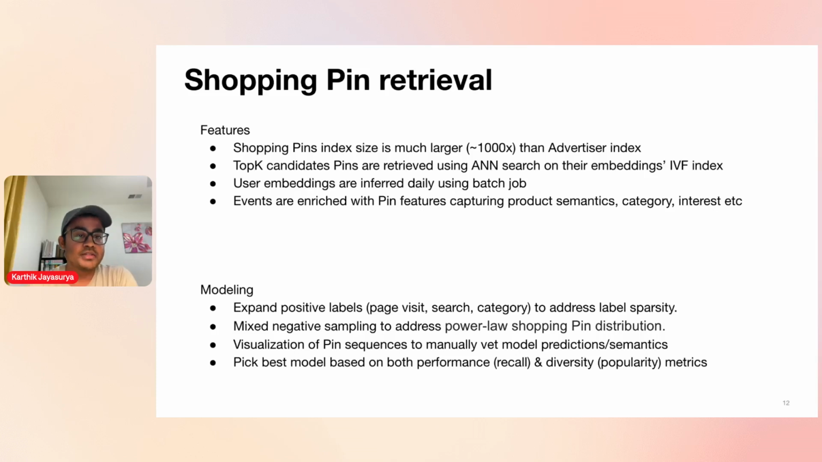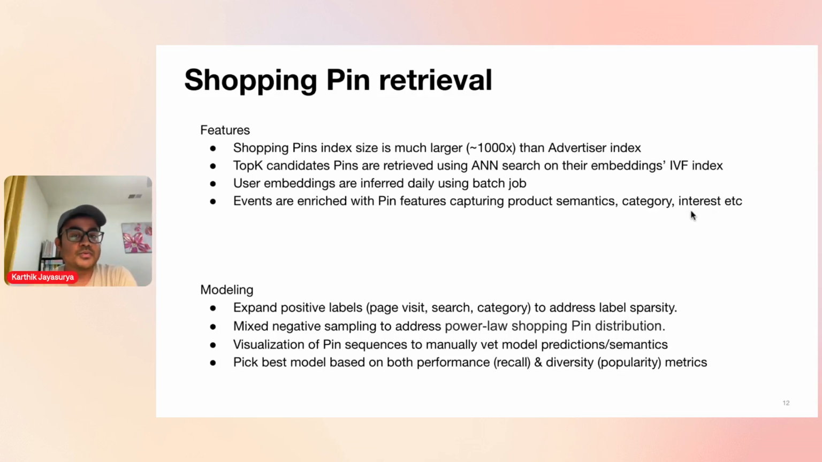Again, one main difference is that, given this is happening at a shopping pin level, we need to additionally enrich the events with pin features, specifically capturing product semantics, product category, interest, and so on. So that's on the feature side.